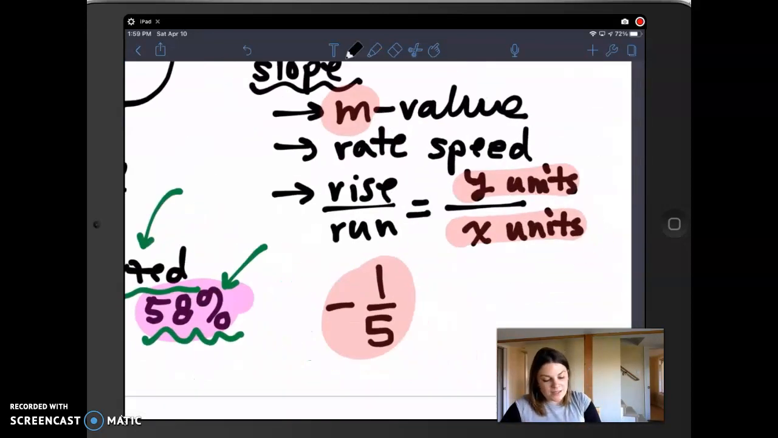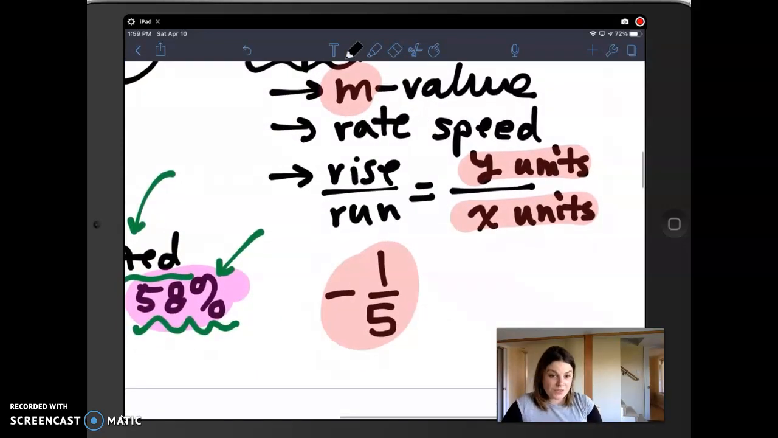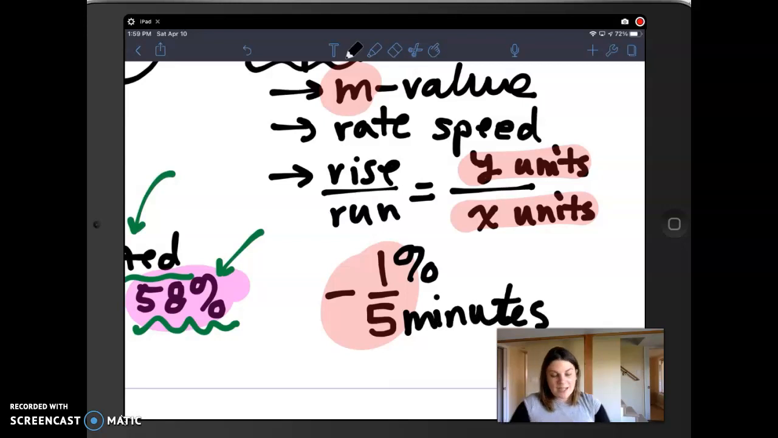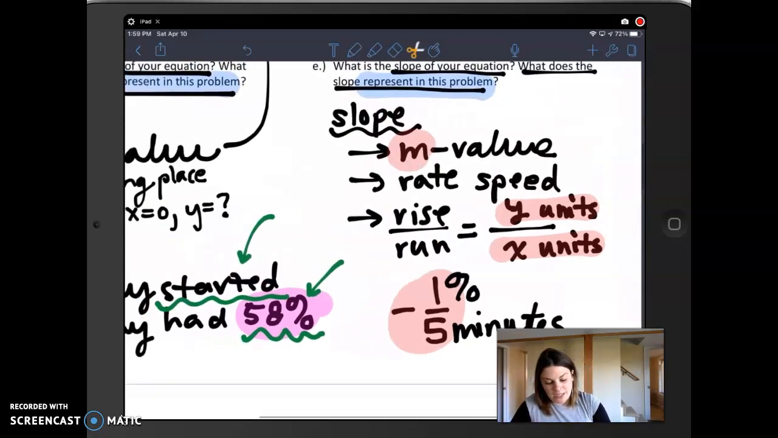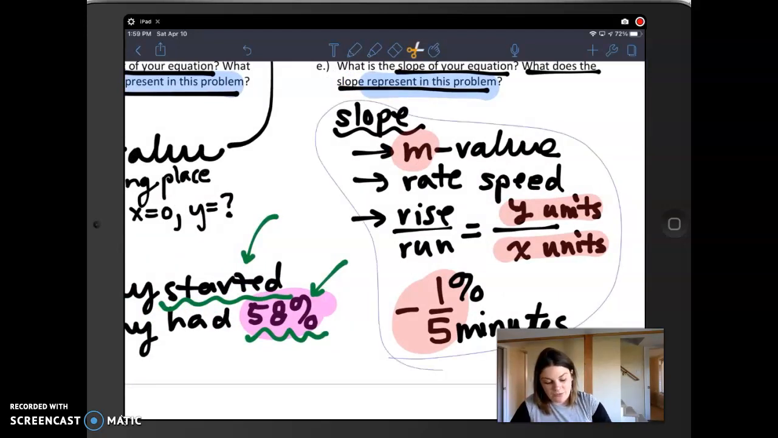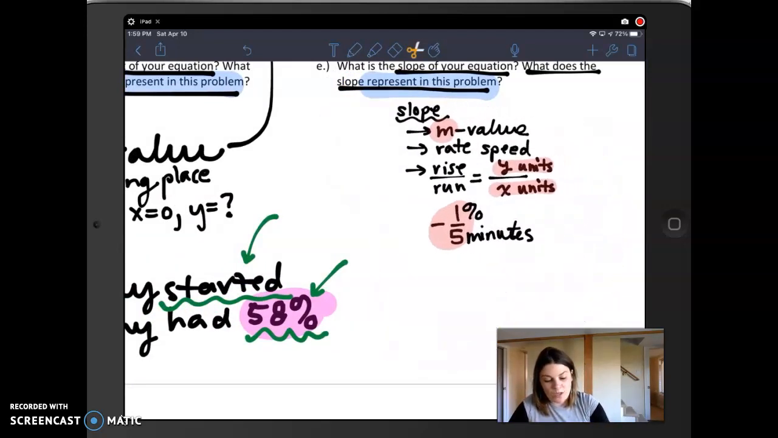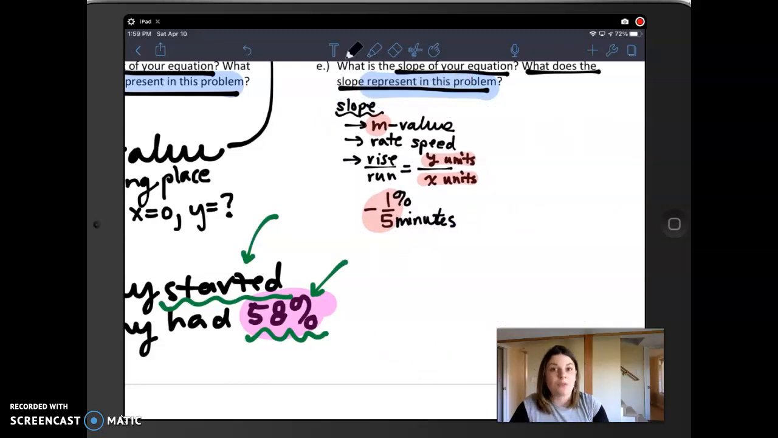So the y is on top. Y is the percent of battery, and the x units are minutes. That'd be how many minutes have gone by. And so we could say, if we were thinking about this, it's negative. We're going down 1% battery for every 5 minutes that goes by. So we need to take that and rewrite it as a complete sentence to get credit for this question, because it says, what does it represent? We need to explain what it represents.